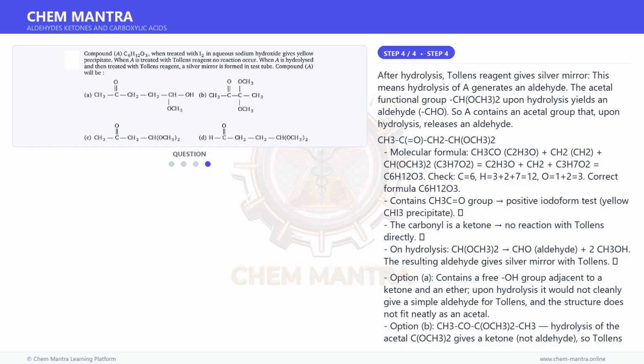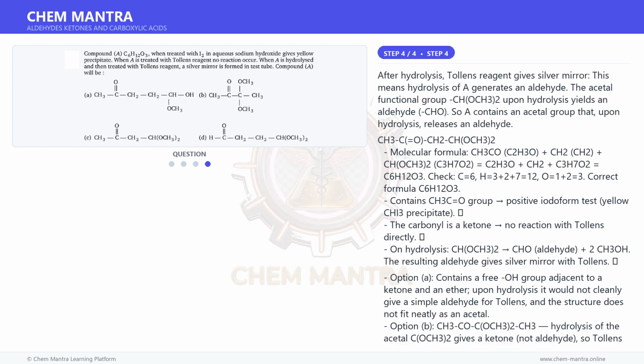And for the final step. After hydrolysis, Tollens reagent gives silver mirror. This means hydrolysis of A generates an aldehyde. The acetyl functional group CH(OCH3) upon hydrolysis yields an aldehyde CHO. So A contains an acetyl group that, upon hydrolysis, releases an aldehyde.